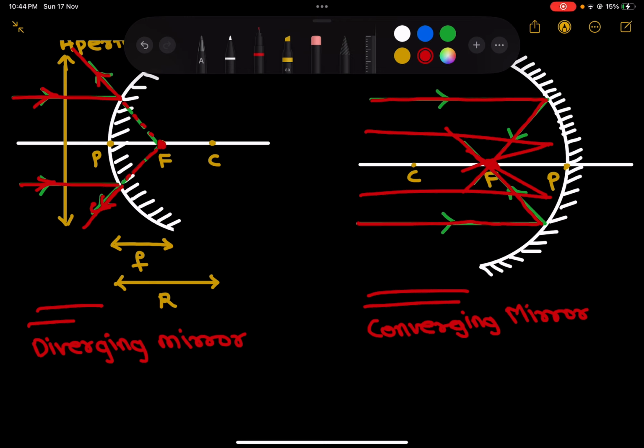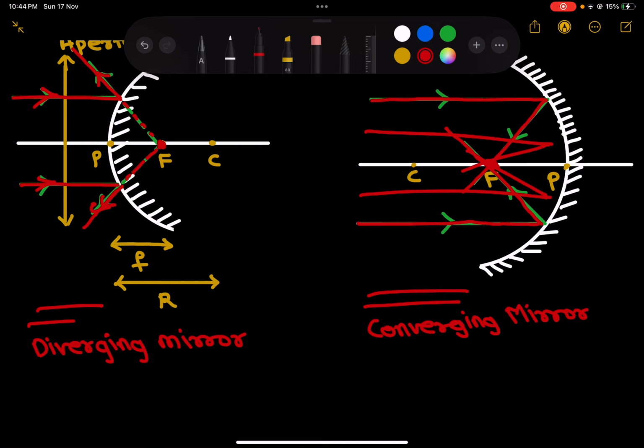Okay, so what is focus now in scientific terms? For a concave mirror, the point at which rays parallel to the principal axis get converged is known as the focus. And for a diverging mirror, the point from which the diverged rays appear to originate is known as the focus, right? The point from which they appear to originate. Okay, so this is known as the focus.